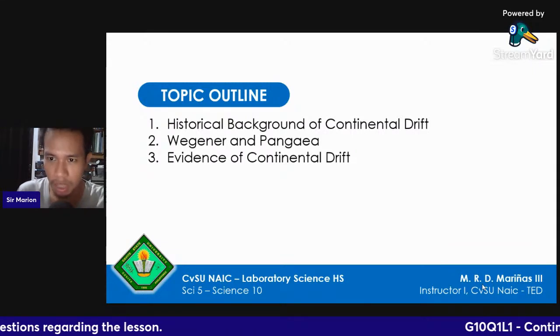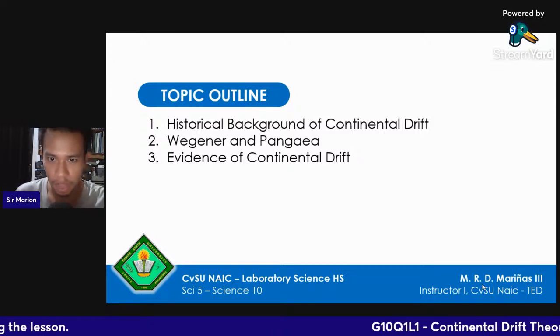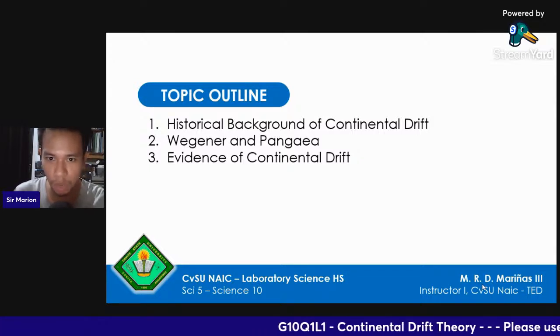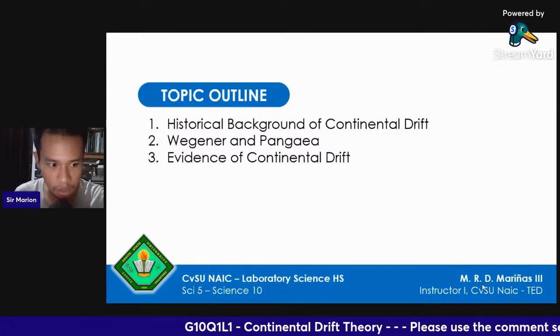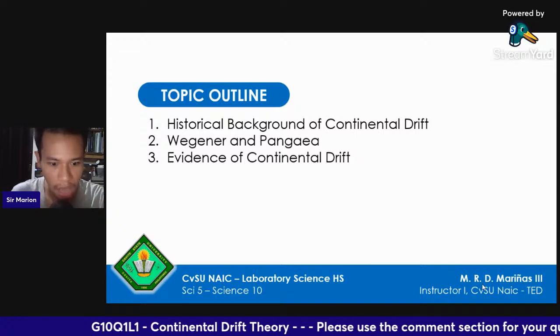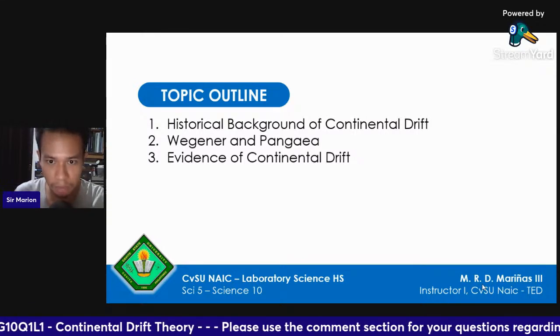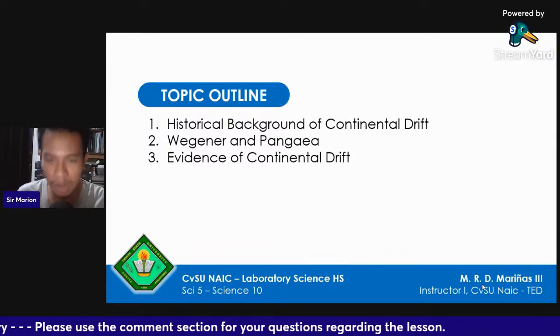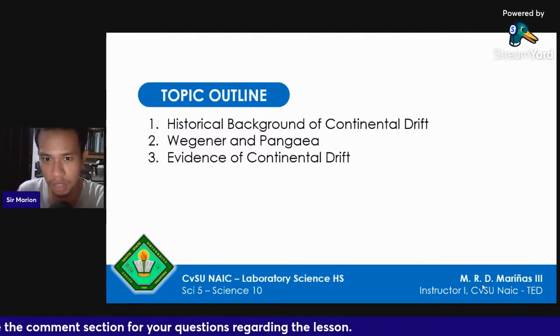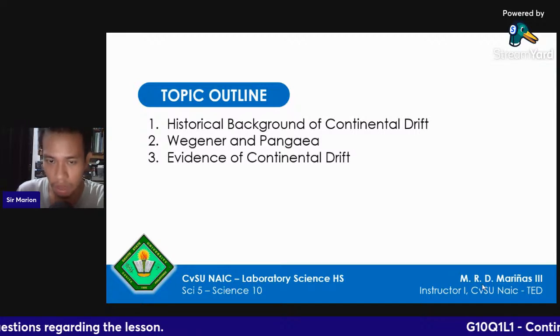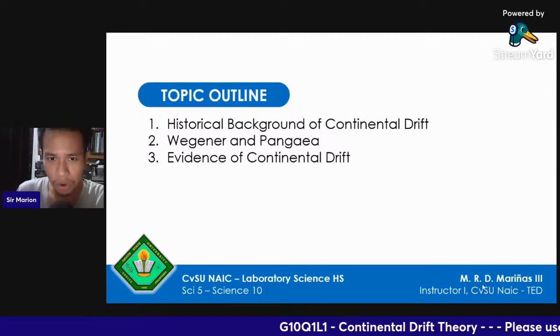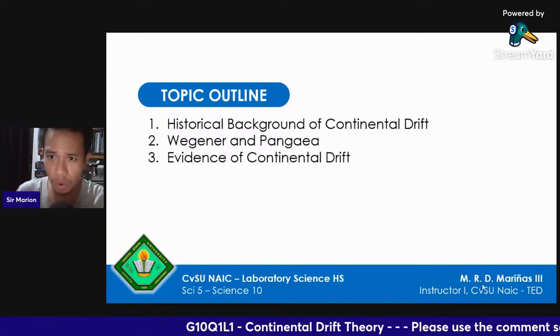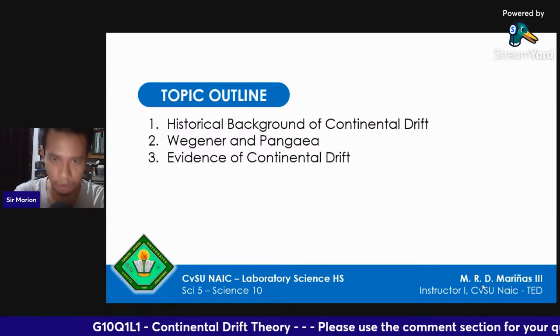So titingnan natin yung idea ng continental drift na yan. Medyo binago ko po yung sequence ng topic. Normally kasi, ang continental drift is actually discussed after pa nung mismong mga plate boundaries, yung mga plate tectonics. So ang gusto kong mangyari dito is yung pinagmulan ng idea muna ang i-discuss natin para at least alam natin yung pinaghuhugutan nitong plate tectonic theory na i-discuss natin eventually sa mga susunod na mga lessons natin. So for this session, we are going to focus now with continental drift theory.